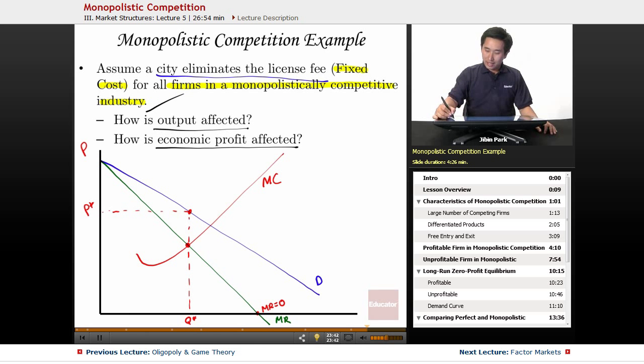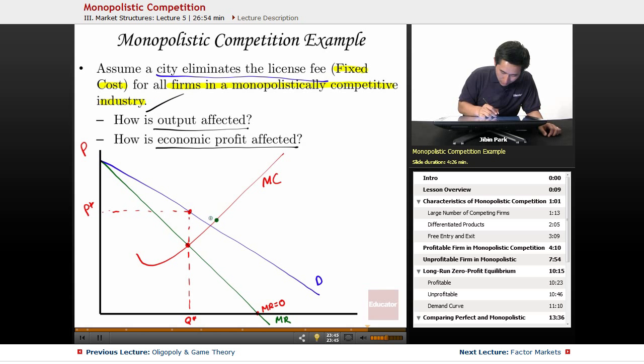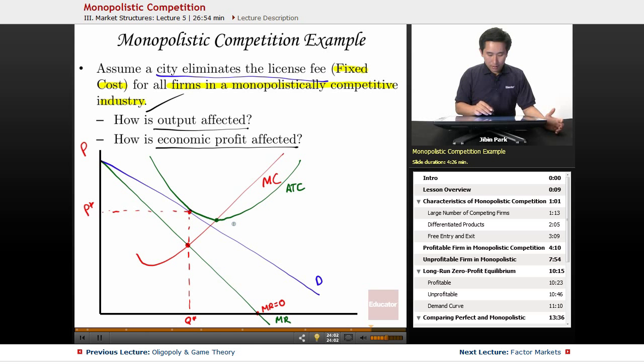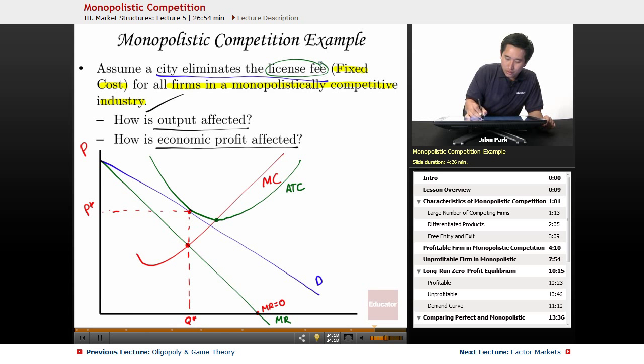Now, where's the ATC going to be? If it's in long-run equilibrium, again, choose a point below the profit maximizing price, but above the point of allocative efficiency. And you draw the ATC where it's tangent to the profit maximizing point. And basically, you have a monopolistically competitive firm in long-run equilibrium. So this is all the points of the graph. Everything's labeled here. Now, the one exogenous event that occurs is that the city eliminates the license fee. So there is no more license fee. So the fixed cost actually decreases.